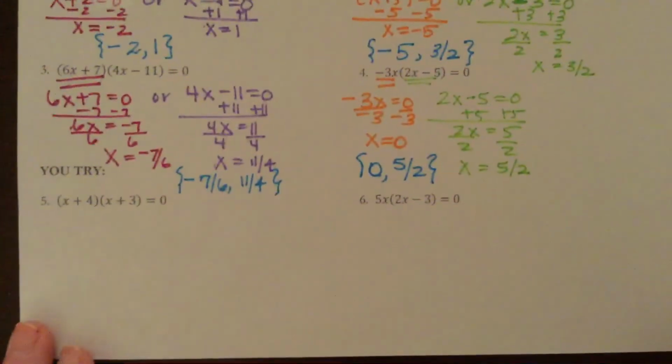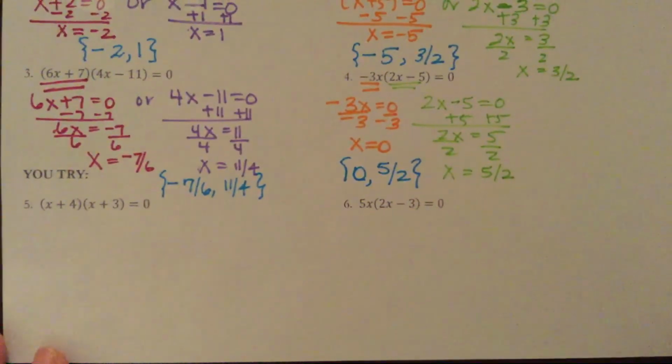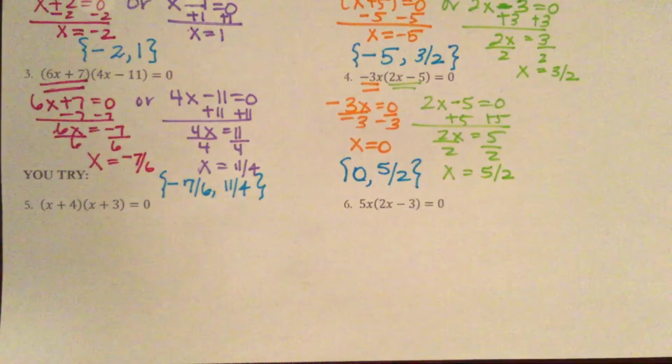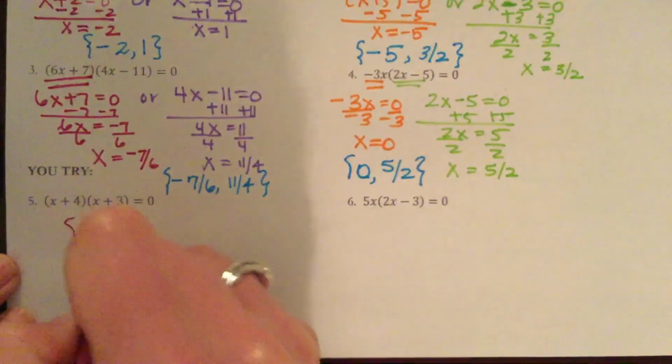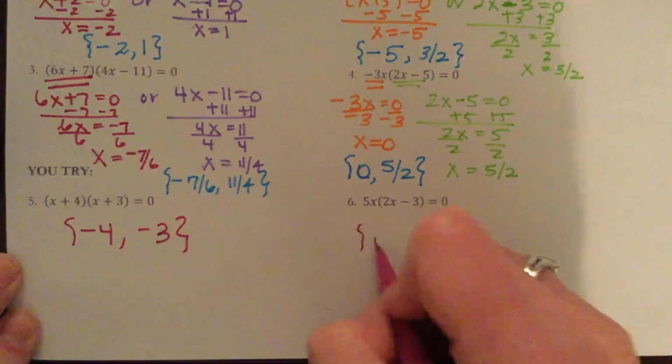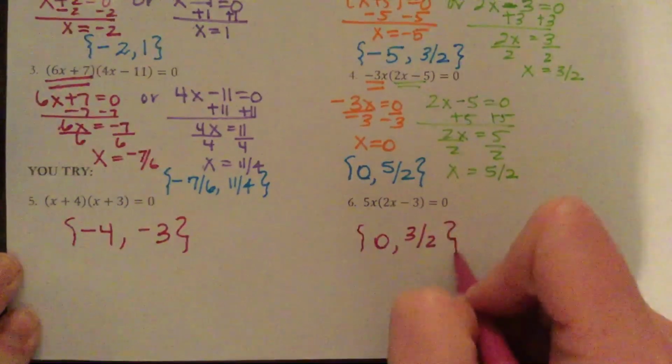All right, you try question 5 and 6 and then check your answers. Question number 5, your two solutions should have been -4 and -3. And on question number 6, your solution should have been 0 and +3/2.